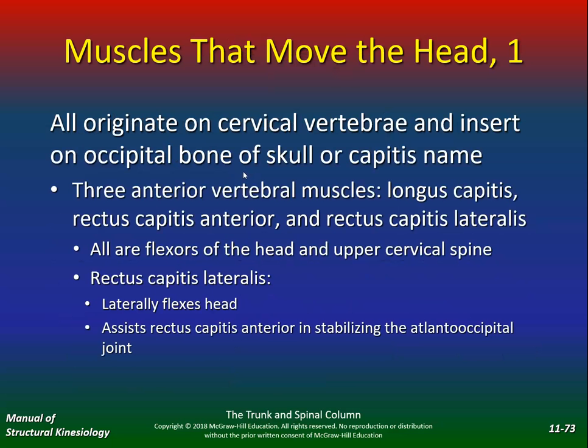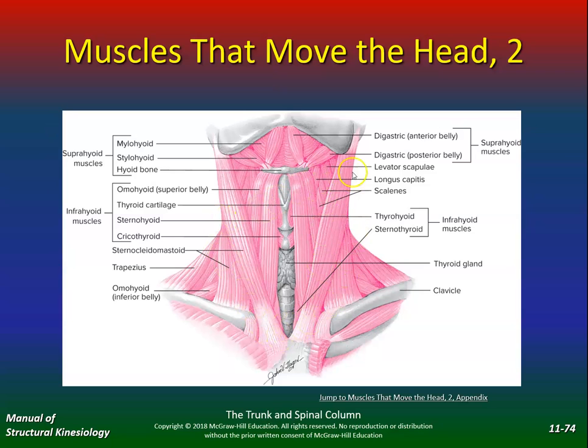Okay. Muscles that move the head all originate on the cervical vertebrae and insert on the occipital bone. There are 3 anterior vertebral muscles. Again, the longus capitis, rectus capitis, all are flexors of the head, rectus capitis lateralis. So going back and looking at these would be beneficial. But look at this. These are all the muscles that you have in the anterior side of your neck here. Okay, so you've got the digastric, levator, scalene, sternocleidomastoid. Here's your clavicle, trapezius.